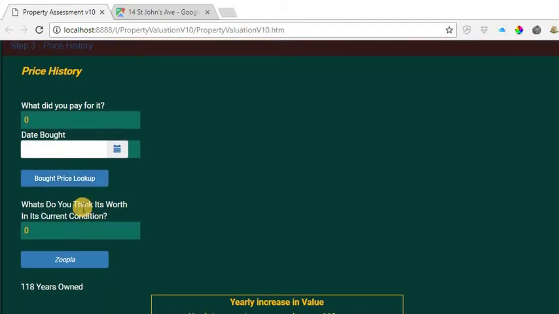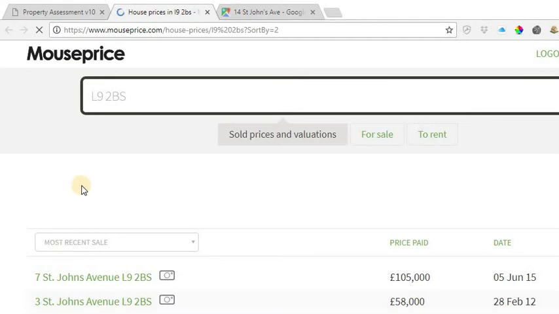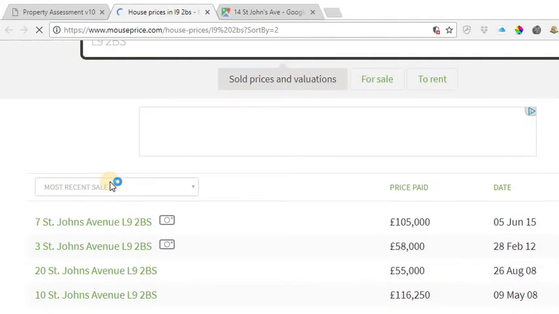The first question I always ask people, and they tend to get a bit shy about it, is: now then, Mr. Seller, what did you pay for it? But you won't be doing that, will you? Because I'm going to show you how to find out within seconds what someone paid for their property. All you have to do is press this button here, it says bought price lookup. You click on that, and it takes us to a website that everyone in the country or the world can access, and it's called Mouse Price.